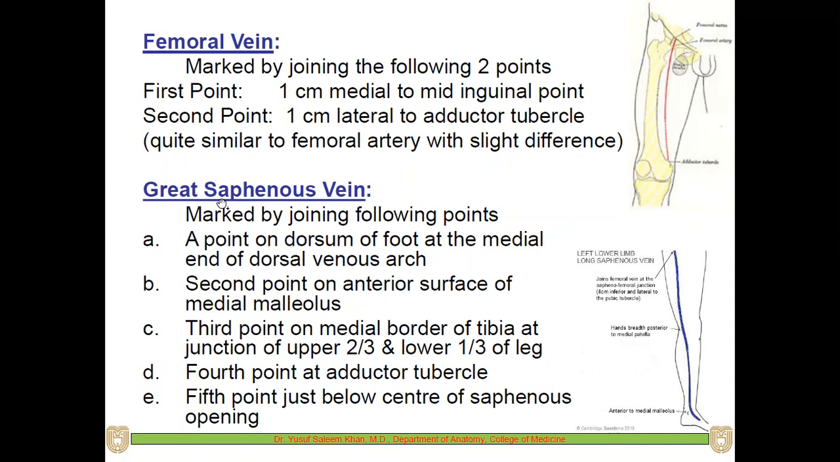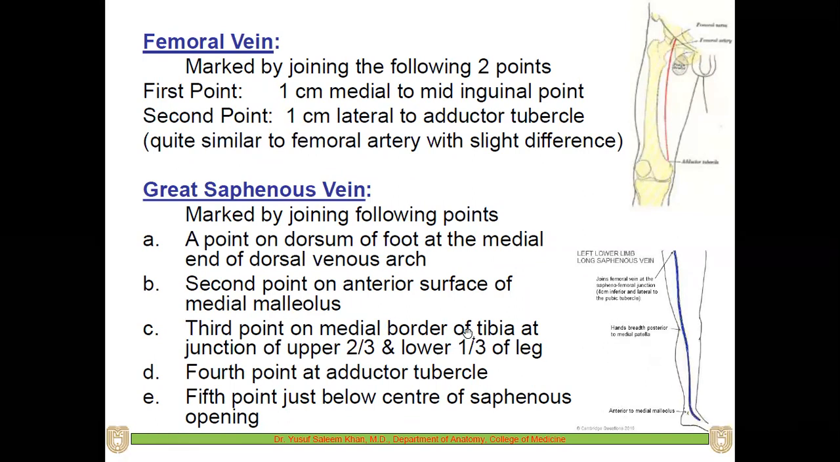Now coming to the great saphenous vein. The great saphenous vein, as we saw, begins from the dorsal venous arch and goes all the way up to the thigh, but it changes its position at different points. So we should know there are 5 points with which you can mark the great saphenous vein. One is a point on the dorsum of the foot at the medial end of the dorsal venous arch, just medial to the dorsal venous arch. The second point on the anterior surface of the medial malleolus, just anterior to that.